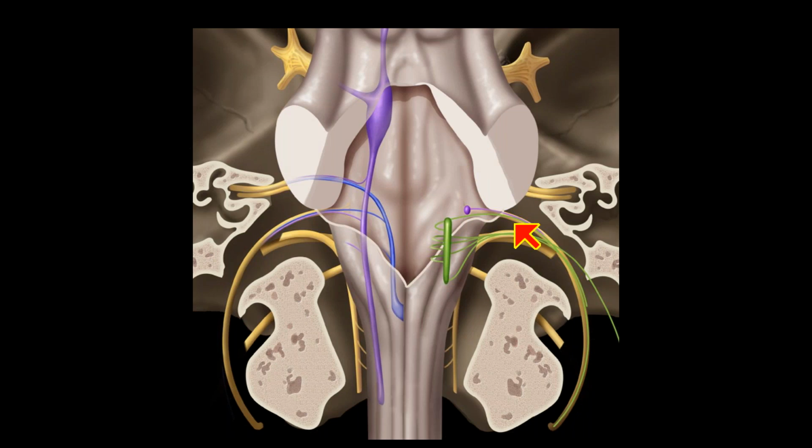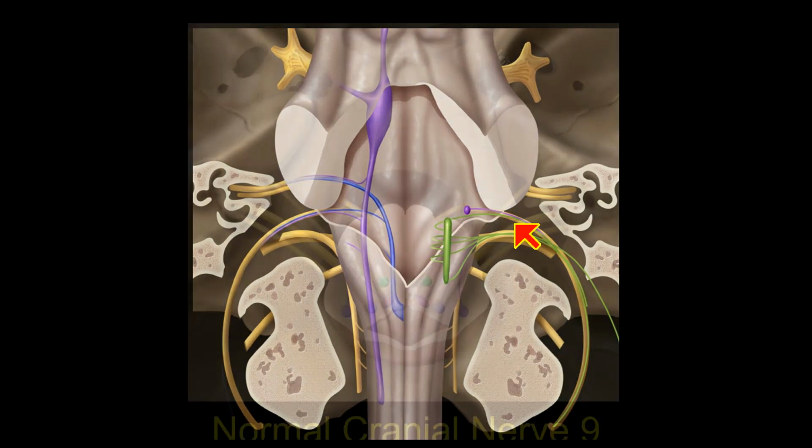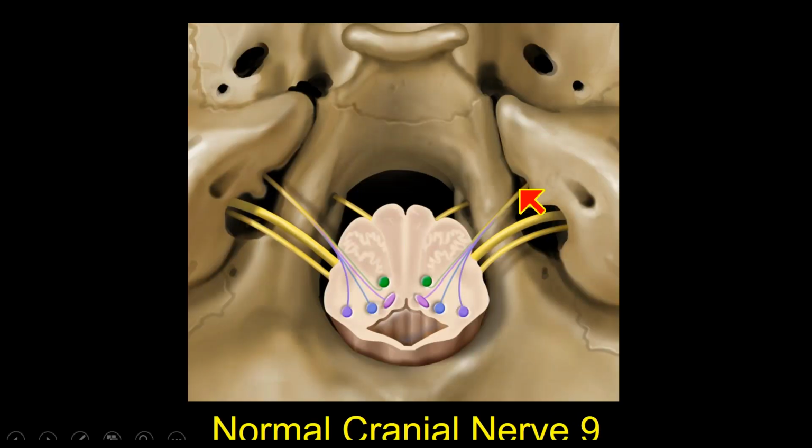So here's just an axial view showing all those 4 nuclei that contribute to the 9th nerve, and they all come out together and go in that pars nervosa, the anterior medial part of the jugular foramen.